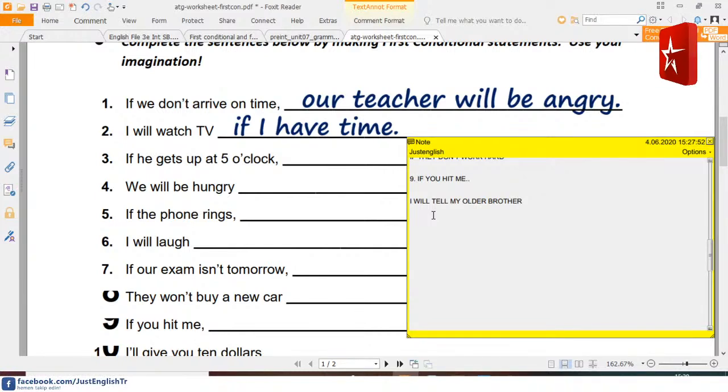Kuzava says, you will injure me. If you hit me, you will hurt me. Like this, you will hurt me. Or if you hit me, I will get injured. Yes. And Abu says, I will hit you. If you hit me, good answer, I will hit you back.